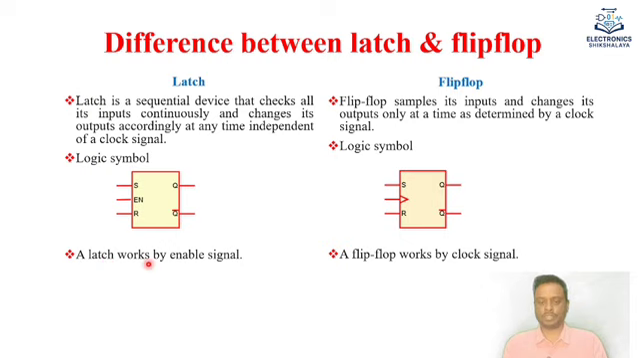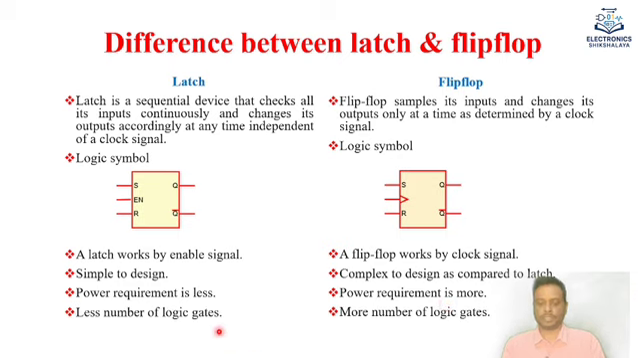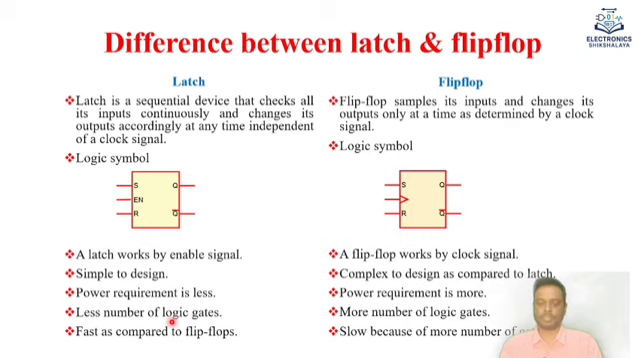So a latch, as I have told you, works by the use of the enable signal, whereas the flip flop works by the use of the clock signal. Latches are simple to design, but flip flops are complex to design as compared to latches. The power requirement is less in the case of latches and more in the case of flip flops. We use fewer gates in latches, and we have more logic gates in flip flops. Latches are faster as compared to flip flops, as we don't use any clock here, and flip flops are slower because of the greater number of gates.